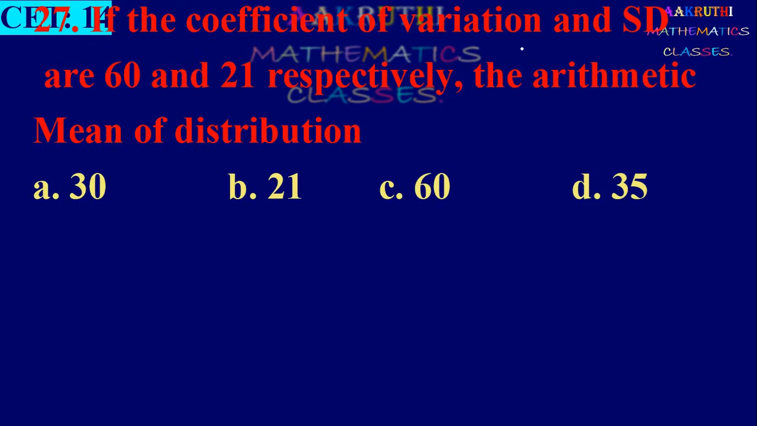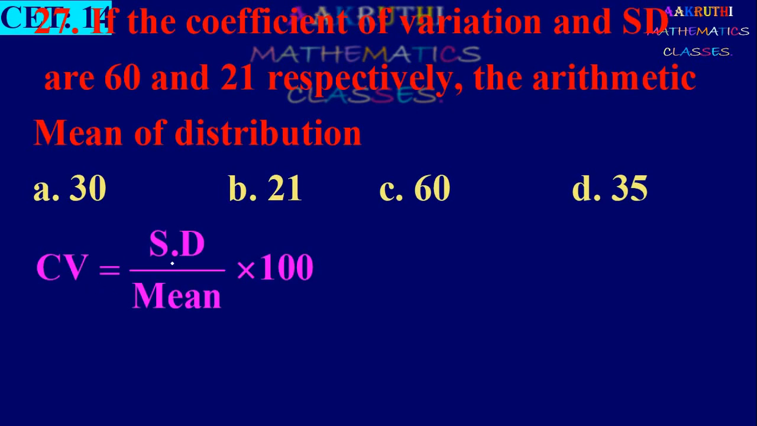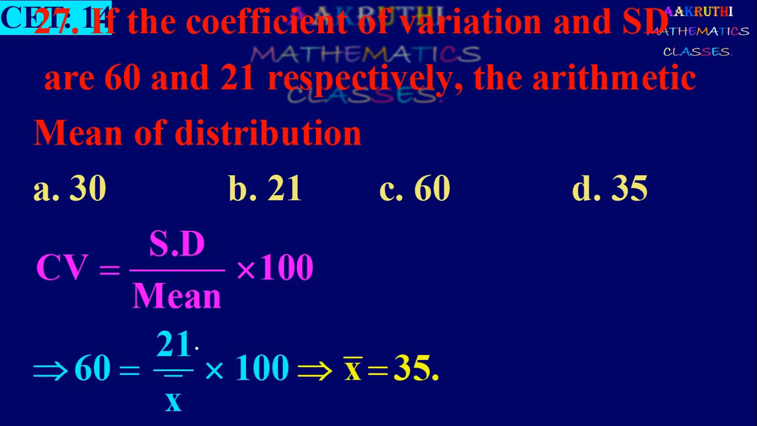If the coefficient of variation and standard deviation are 60 and 21 respectively, the arithmetic mean of distribution is. We have to calculate the arithmetic mean of the distribution when CV is given. So we have the formula CV equal to standard deviation divided by mean into 100. So here we have to calculate the mean value. CV value is given and standard deviation is also given. When we apply all these values, we get 60 equal to 21 divided by x bar into 100. So therefore x bar equal to 21 divided by 60 into 100. We get mean equal to 21 by 60 into 100.